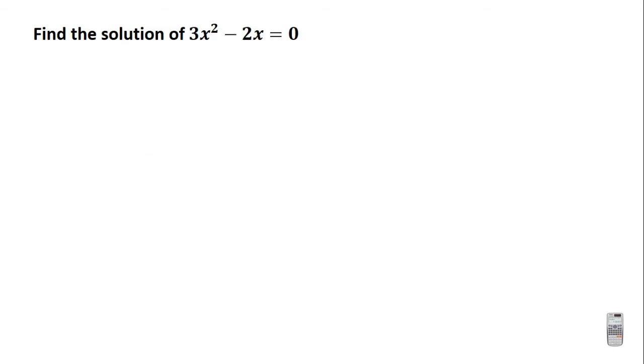Welcome back. We are still on the topic quadratic functions. In the previous video, we solved a question on solving quadratic equations. In this video, we are going to solve another question. The question for this video is: find the solution of 3x squared minus 2x is equal to 0.